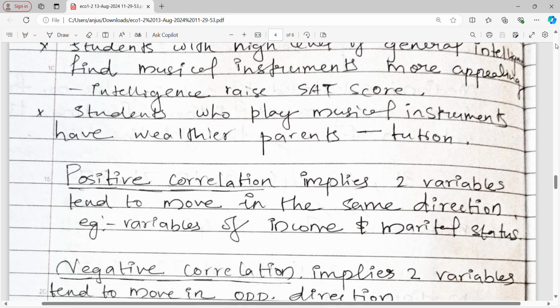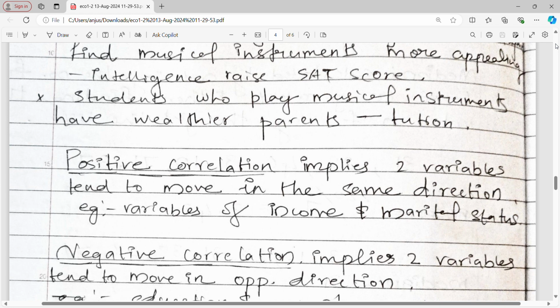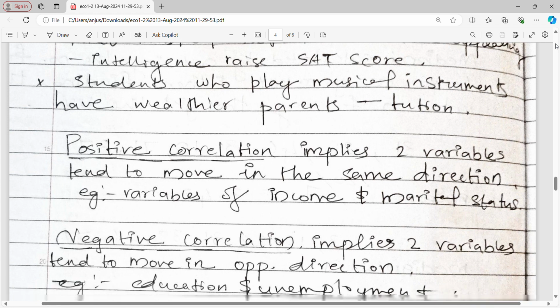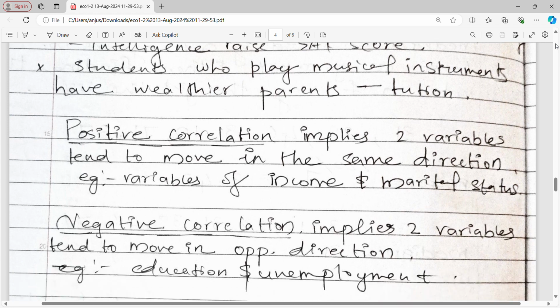So there are three types of correlation: positive, negative, zero. Positive correlation implies two variables tend to move in the same direction. Variables of income and marital status. People who have higher income tend to have higher chances of marriage. It can also be vice versa.